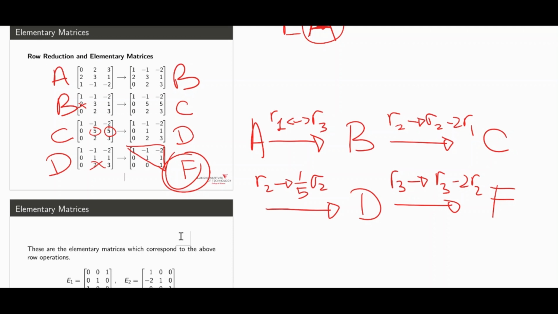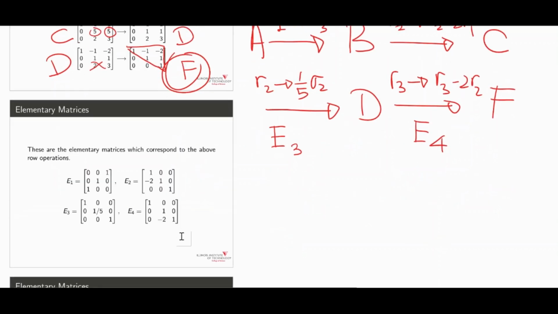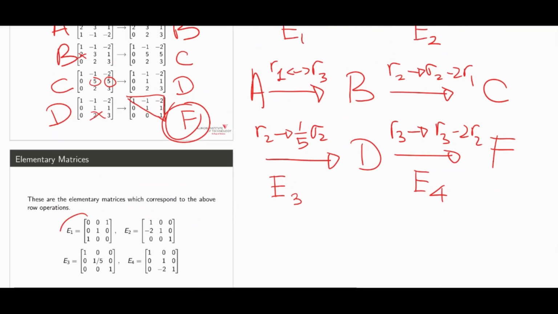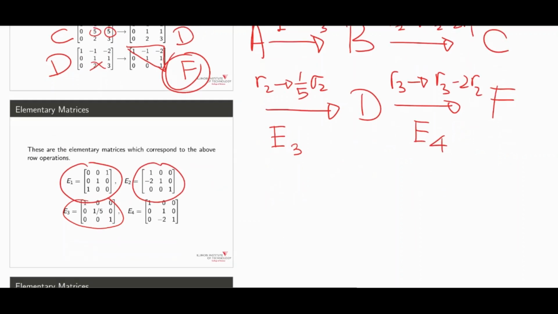Now, let's call the elementary matrix that encodes this row operation E1, and the elementary matrix that encodes this row operation E2. Let's call the elementary matrix that encodes this row operation E3, and this is E4. So as you can see, E1 is this, right? Makes sense. E2 is this, right? E3 is this, and E4 is this.